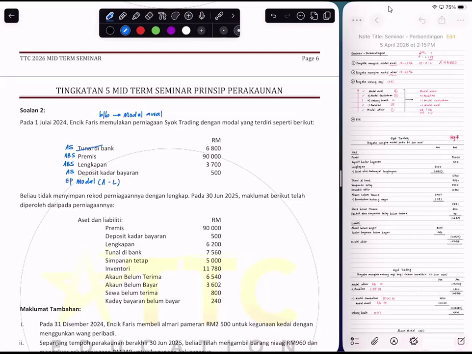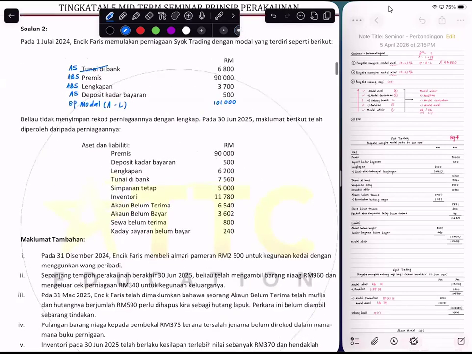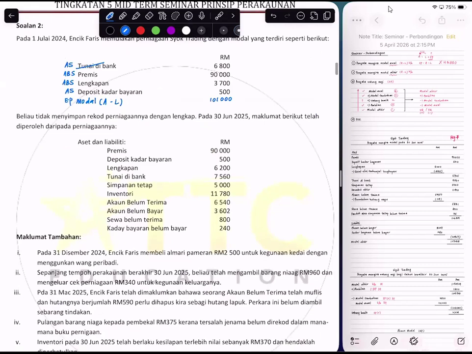The total, I think it should be 110,000. Sorry, 101,000. Just total up all the asset. Okay, so for this question, you have done the calculation and got your modal awal already. Then continue. Beliau tidak menyimpan rekod lengkap. Means record tak lengkap. This one is easy, but not important at all.